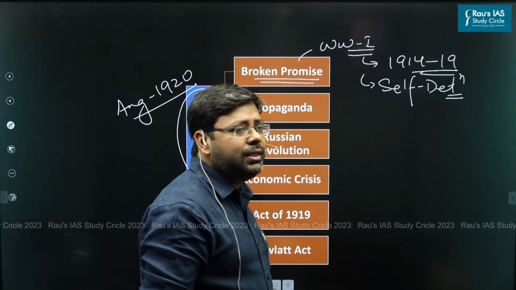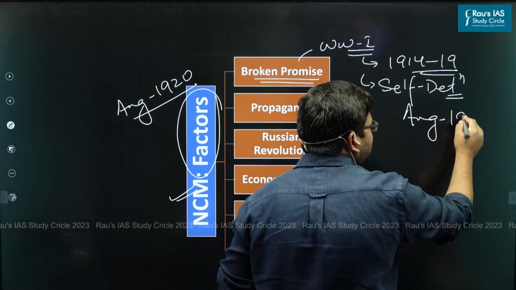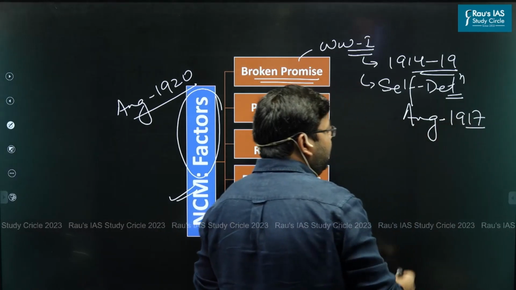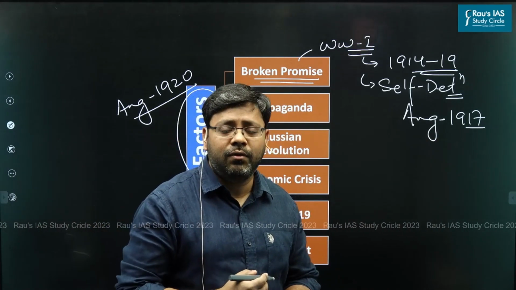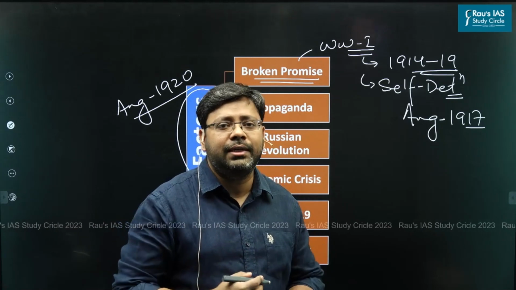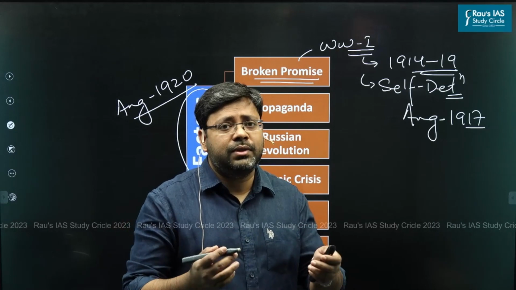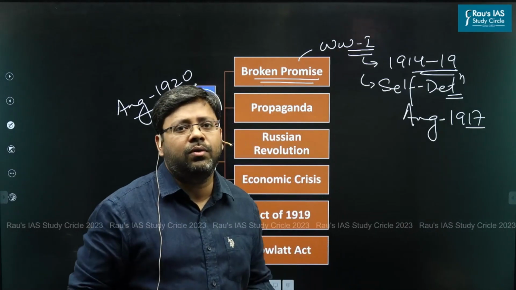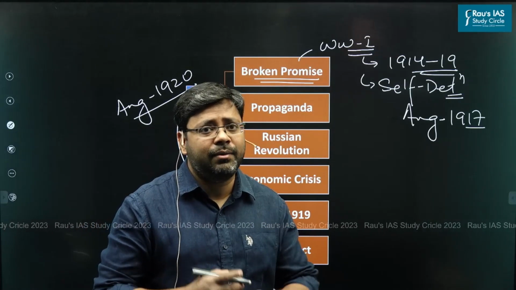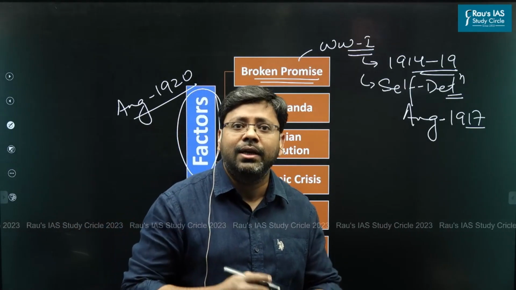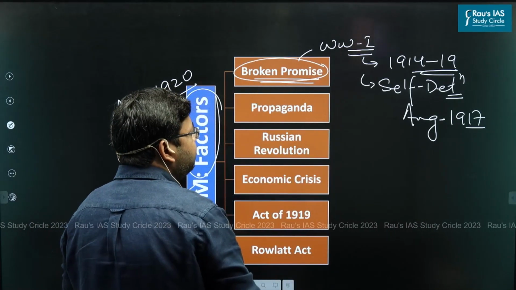For example, the British came up with the August Declaration in 1917. The August Declaration promised progressive realization of a responsible government in India within the British Empire. Now, all these promises were just there to fool the people of the colonies to get their support during the war. But after the war, colonial powers like Britain started going back on their promises. That created a strong reaction from the people here in India.